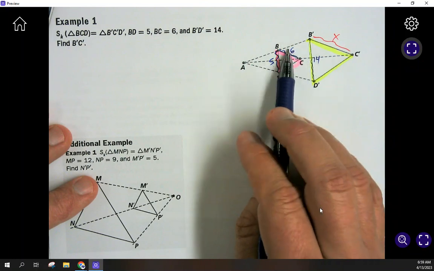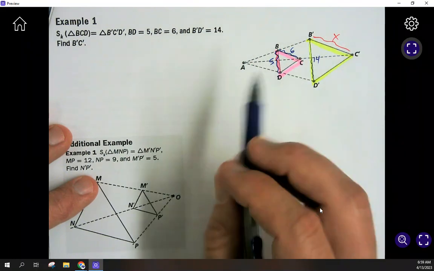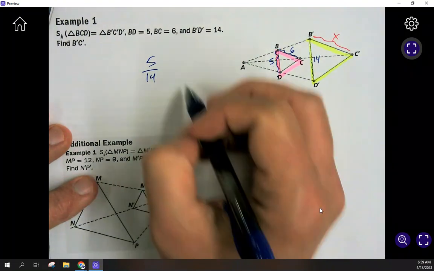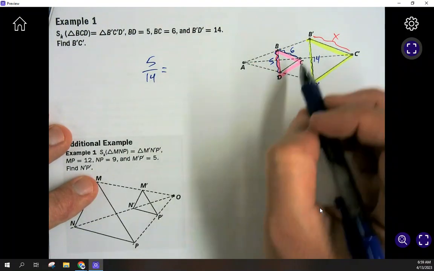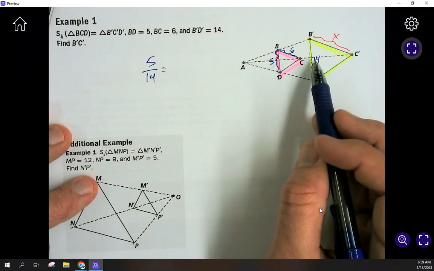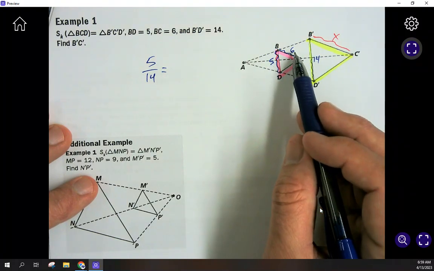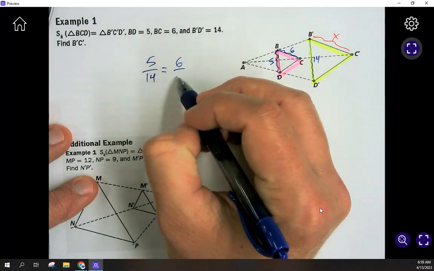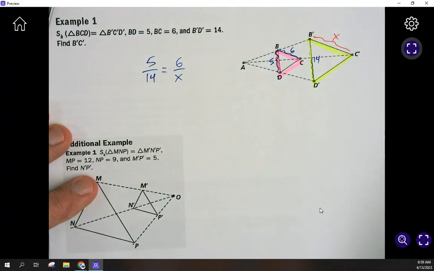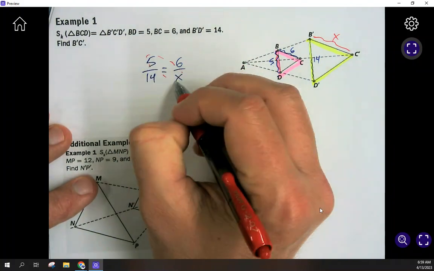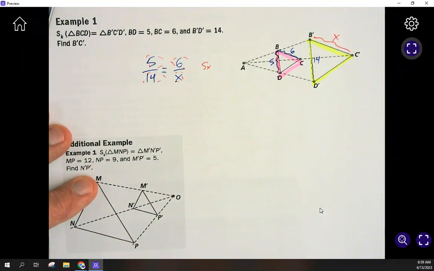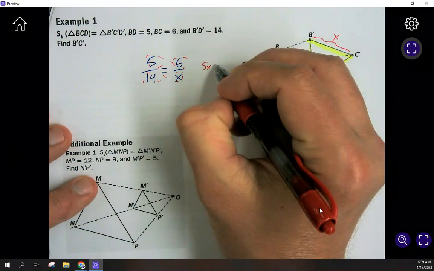So let's compare our sides here. We're going to compare 5 and 14 in a ratio, which looks like this. That has to be equal to the ratio of this side compared to this one, because they're going to correspond. So 5 compares to 14, the same way that 6 compares to x. It's going to look like this. And we can go ahead now and cross multiply. So multiply these, that's 5x. Multiply these, 6 times 14 is 84.